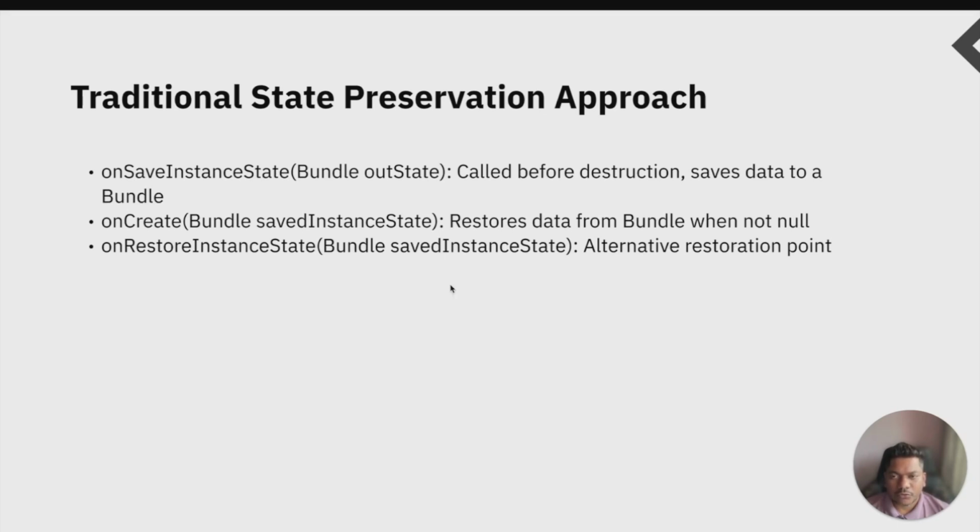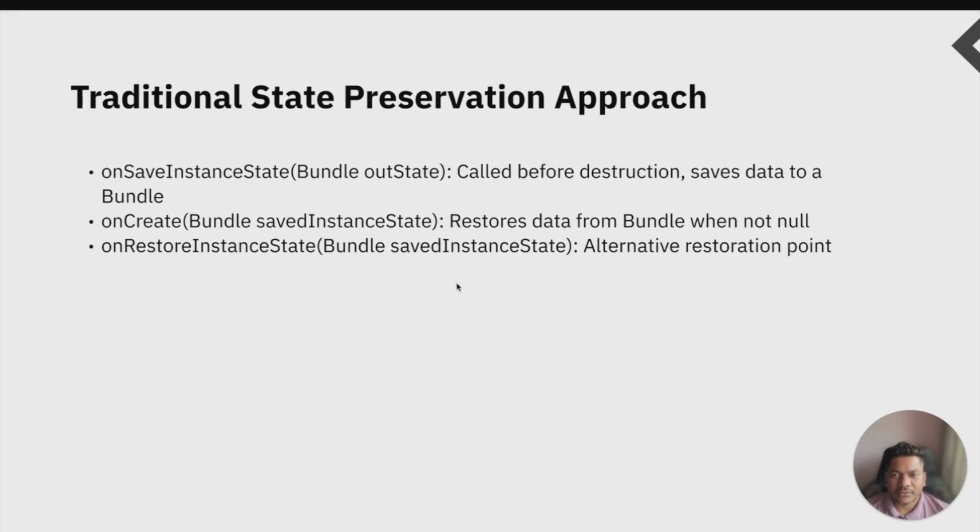By overriding onSaveInstanceState, we can store the values we need to preserve inside the bundle, and we can retrieve those values from the bundle variable, which is passed as a parameter in the onCreate method. By using that, we can retrieve the values and restore the state. Alternatively, we can override the onRestoreInstanceState method, retrieve the values from the bundle, and restore the state.